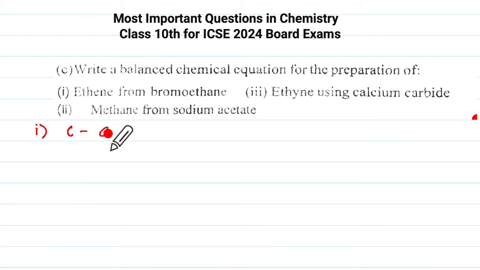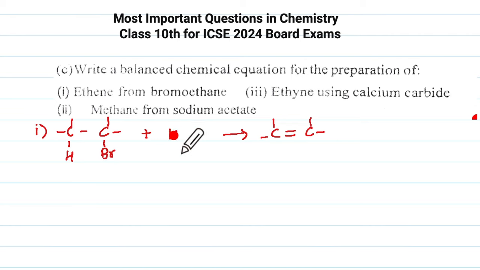So we will write structure wise, this will be here Br, and then we'll have all these H's. And then we'll have to add something so that we get ethene. Eth means two carbons, and that will give us a double bond between the carbons. We do not want this H and Br. So we will add alcoholic KOH and boil.